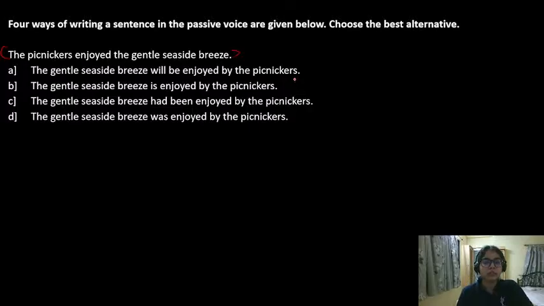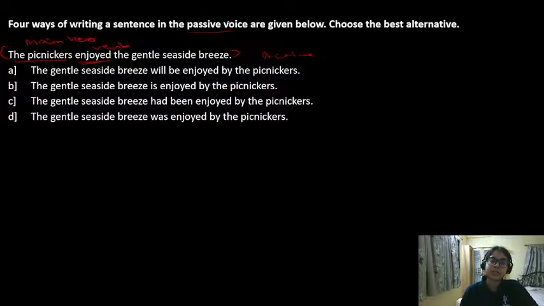First step, let's look for the subject, the main hero. The main hero is associated with the verb. This is the verb. Now you have to ask who performed this verb. The enjoying was performed by the picnickers. So obviously they are our main hero. So the sentence focuses on picnickers enjoying something. So it's clearly written in active voice. So we have to change it into passive voice.